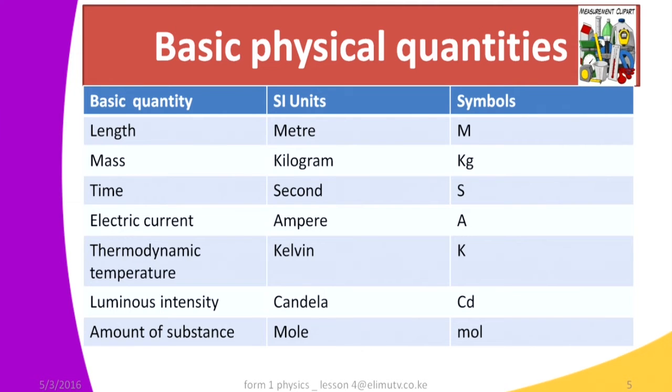Now the first one is length. That's the first basic physical quantity, and the SI unit, the international unit of measure of length, is the meter. The symbol is m. Then we have mass, which is measured in kilograms. That is the SI unit, and the symbol is kg. We have time. Time is measured in seconds, and the symbol is s. Electric current is measured in amperes, and the symbol is capital A.